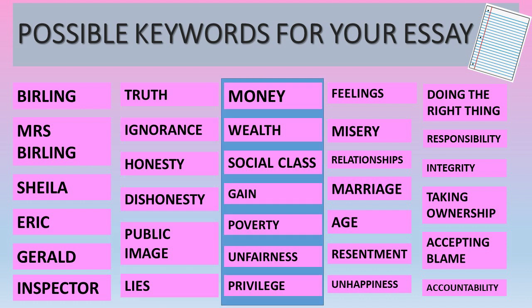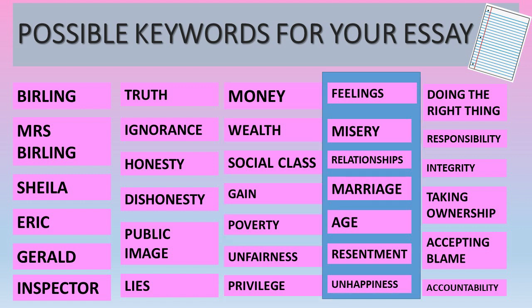This list: money, wealth, social class, poverty, unfairness, privilege, they are all very closely linked. As are feelings. So if we're thinking about misery and relationships and whether or not people are happy in their relationships or their marriage, those are all very linked. Age is a bit of an odd one out. Every now and again, they might want you to compare the younger and the older characters, but ultimately those are very, very linked by theme.